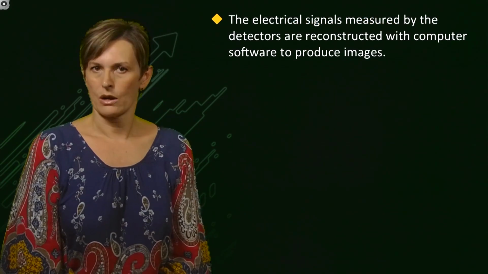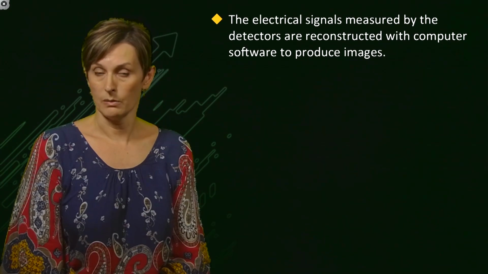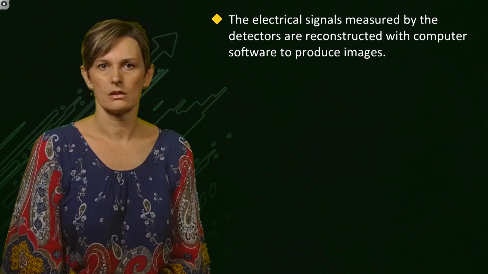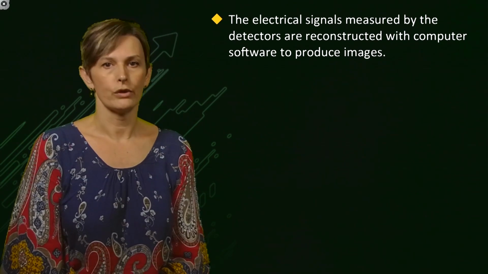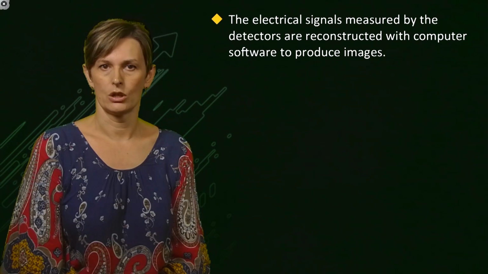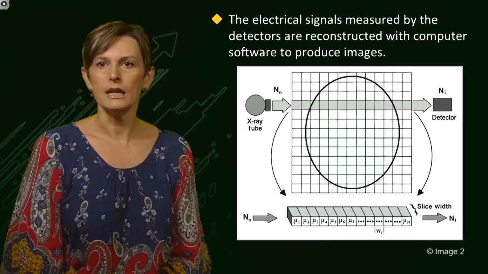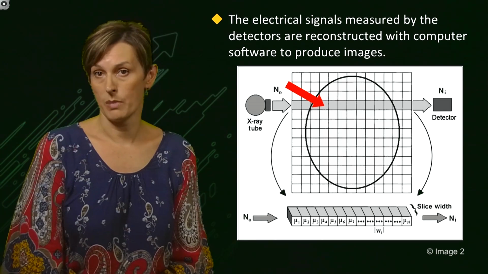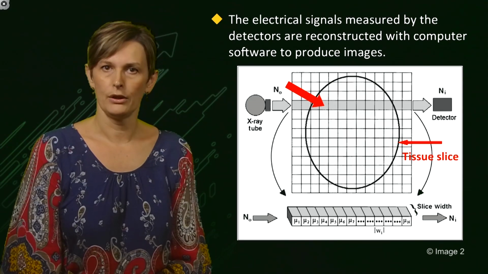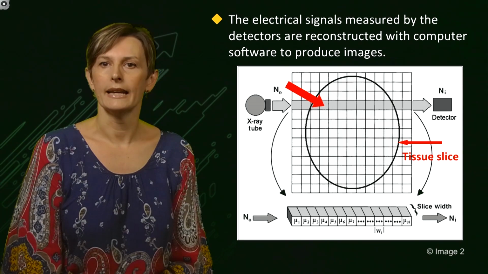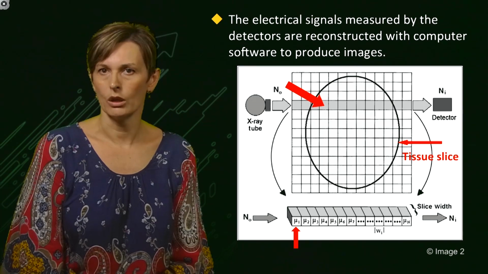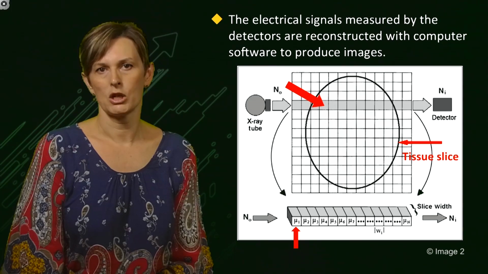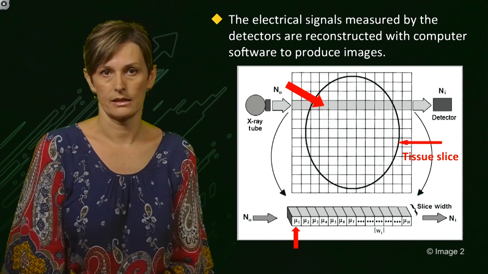Now that the data have been acquired, the next step is to produce the images. The electrical signals measured by the detectors are reassembled together with computer software, creating images. For example, in this figure, each voxel from a scanned body part is allocated a number, also called an attenuation coefficient number, mu. The mu value represents the level of attenuation of the X-ray going through the body parts.